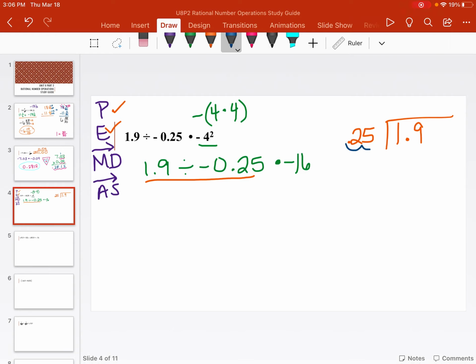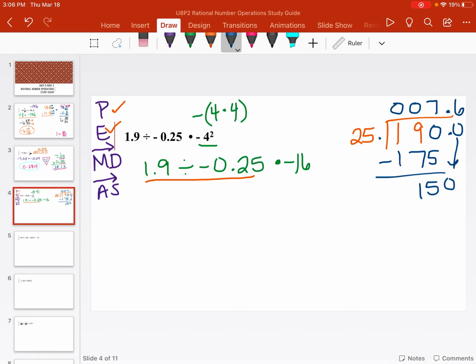Now I'm going to slide this decimal over 2 times, slide it over 2 times, put that placeholder 0, and raise your roof. Whoop, whoop. Okay, so now out here I really have 25 outside and 190 inside, and then I can divide that. So 25 goes into 1 0 times, into 19 0 times, into 190 7 times, because 7 times 25 is 175. Subtract that and bring down a 0. 25 goes into 150 6 times, because that is 150.